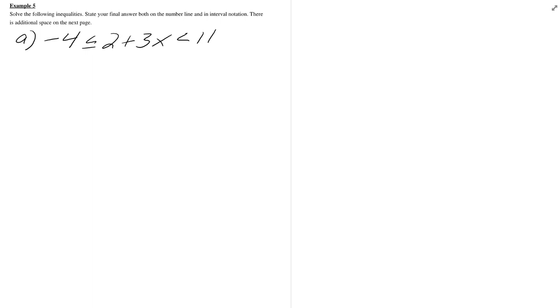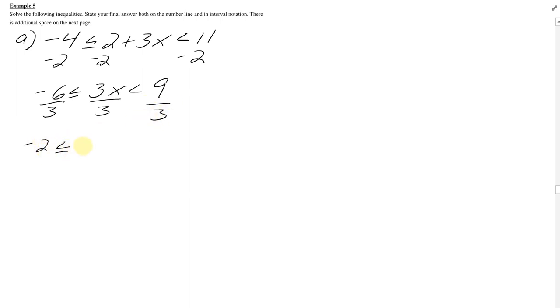So to begin, why don't you try this one here with a three-part inequality? Just hit play when you're ready. So I'm going to subtract the 2 from all sides so that I get negative 6 is less than or equal to 3x, which is less than 9. Then I'm going to divide all sides by 3, so I get negative 2 is less than or equal to x, which is less than 3.